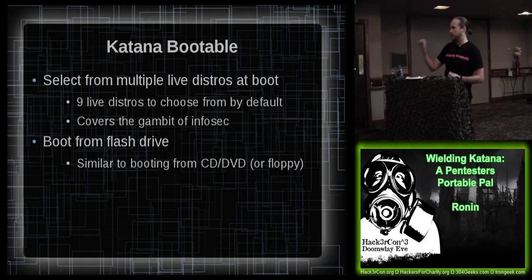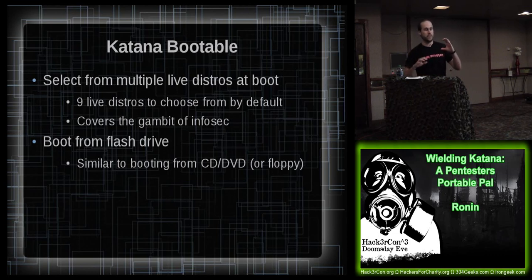So by default, I have 9 different distributions included in Katana. It covers a gamut of the InfoSec, so I didn't want to have a bunch of distributions that were focused on, like, pen testing or forensics. I wanted to pick one and throw it out there. And I'll talk about in a second that you can actually update them on your own. You can decide you don't want this one, you want another one. And I've been working on ways to make that a little bit easier for the end user.